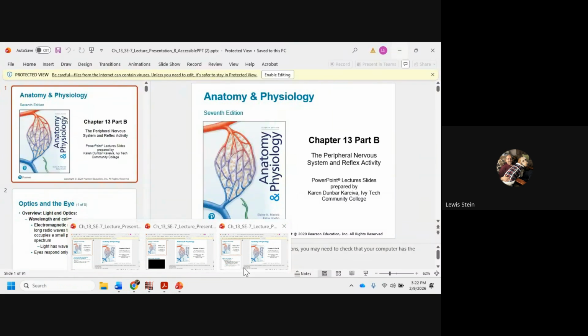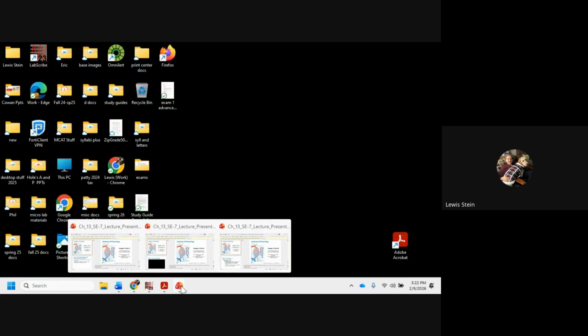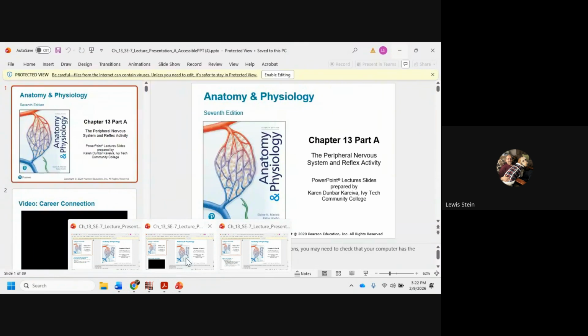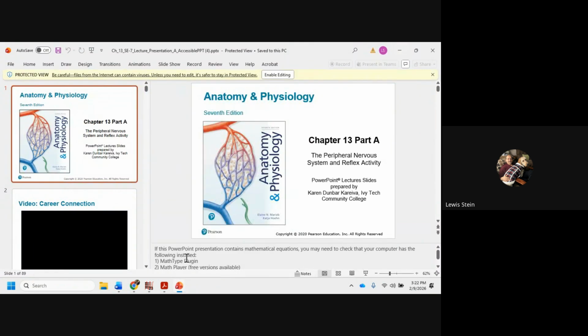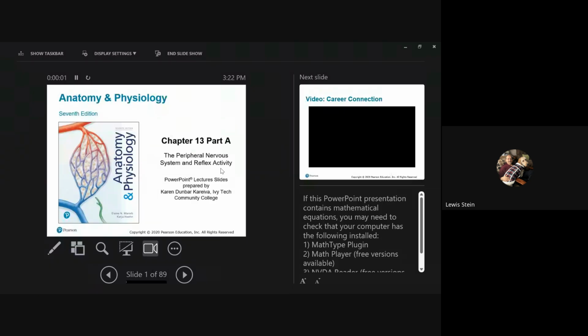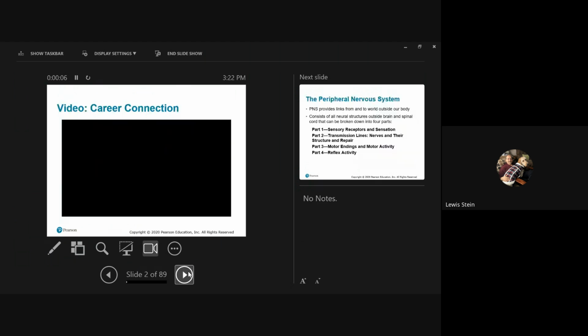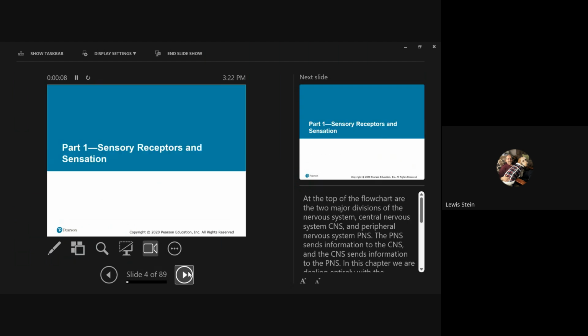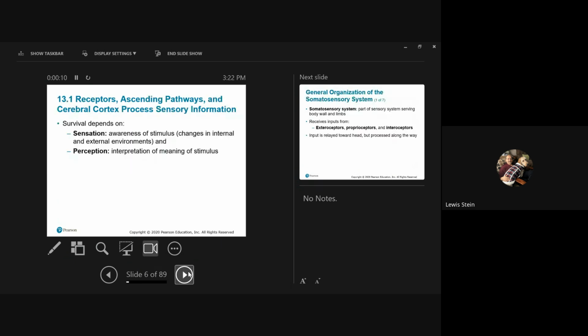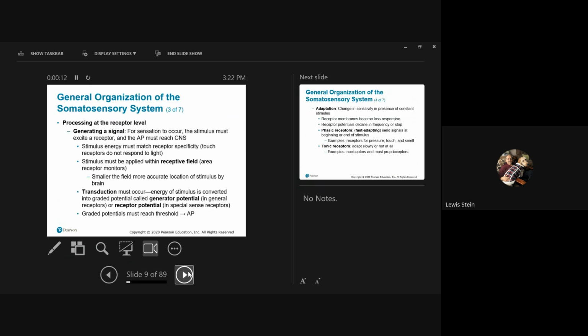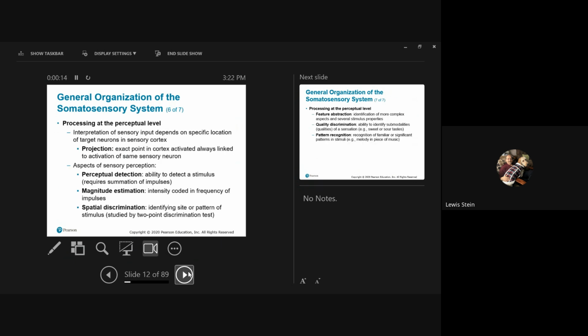So for those that didn't have anatomy, this is the eye anatomy part of the program, and we're going to delve into eye physiology. So this is the chapter on the peripheral nervous system. So you can see what's going on. On mine, when you look on the computer, it's a little bit different.